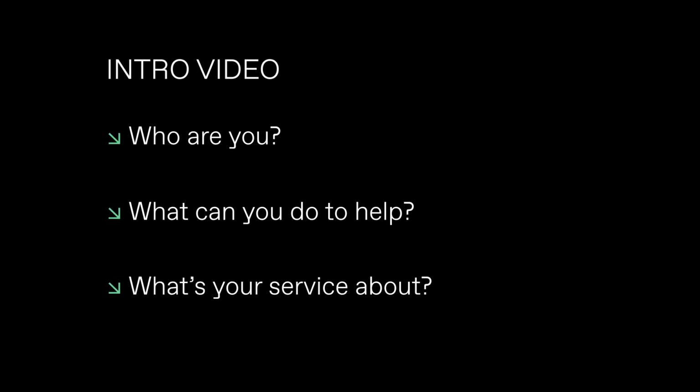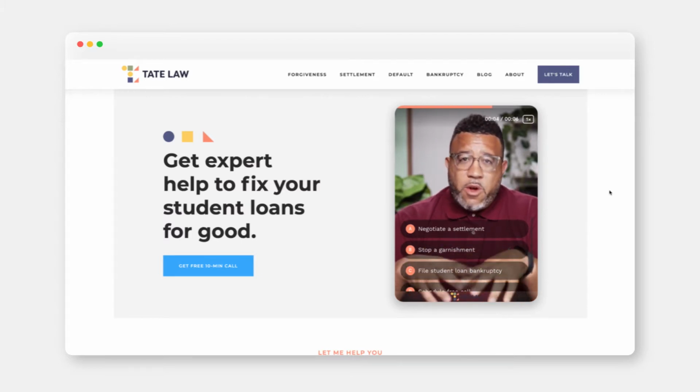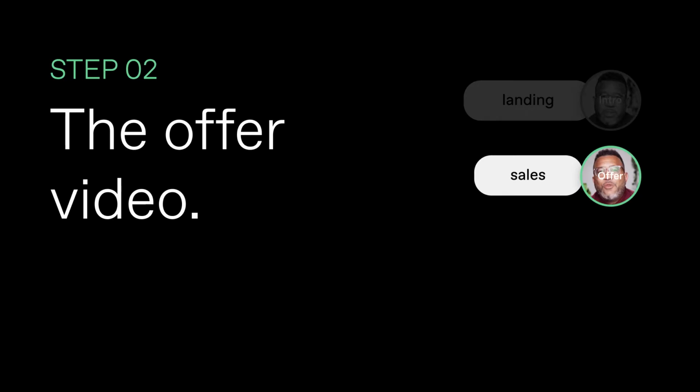To start, you'll first of all create an intro video. When you record this video, make sure you include who you are, how you can help, and what your service does. And here comes the interactive part. Make sure you ask your audience, the viewers, what they would like to learn more about. You can do this by adding multiple choice options.